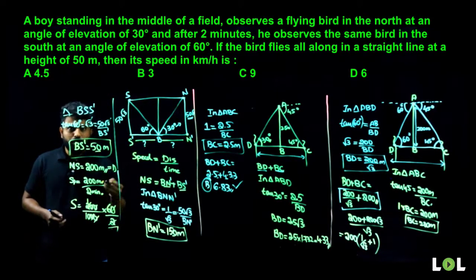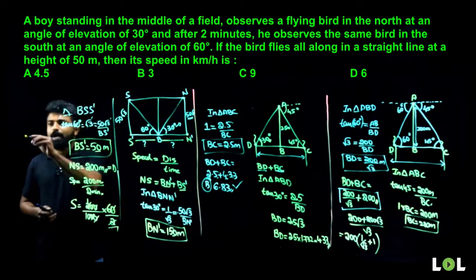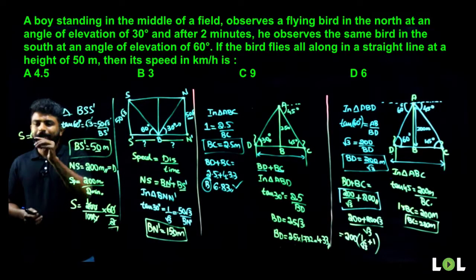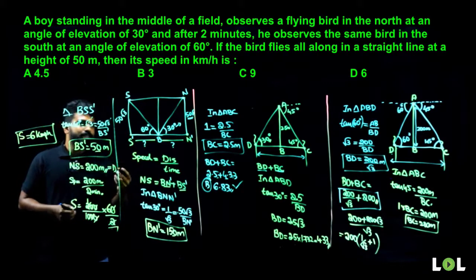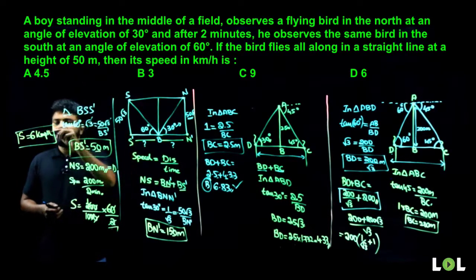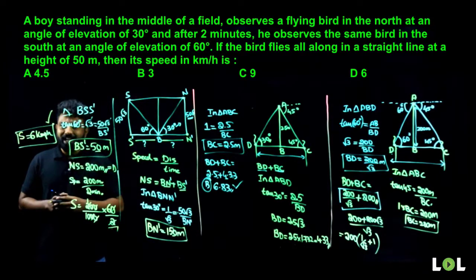Is it kilometer per hour or meter per second? It is kilometer per hour. So what will be my speed? Speed will be equal to 6 kilometers per hour. Meaning the bird travels at a speed of 6 kilometers per hour. So do we have that in our options? Yes. Option D, 6 kilometers per hour, will be my final answer.